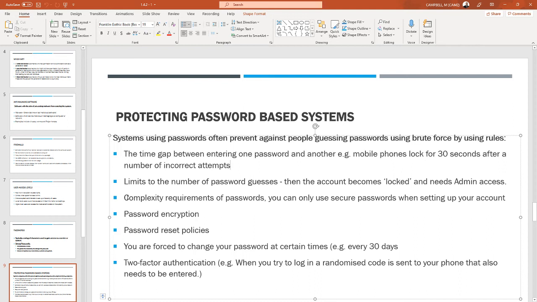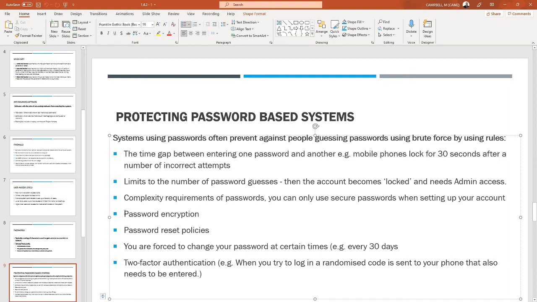You can force. Now, this is what common students get wrong here: they get a question in the exam like, what can the network security manager do to ensure that passwords are secure? And they will say things like, have long passwords. But really what you need to say is force people to have long passwords. Force people to have password complexity.